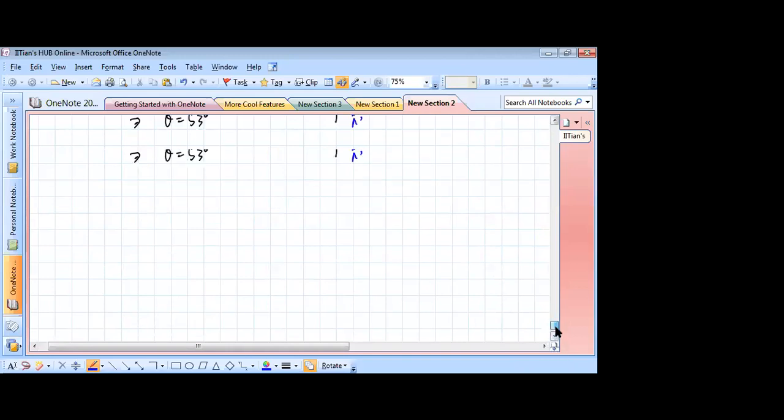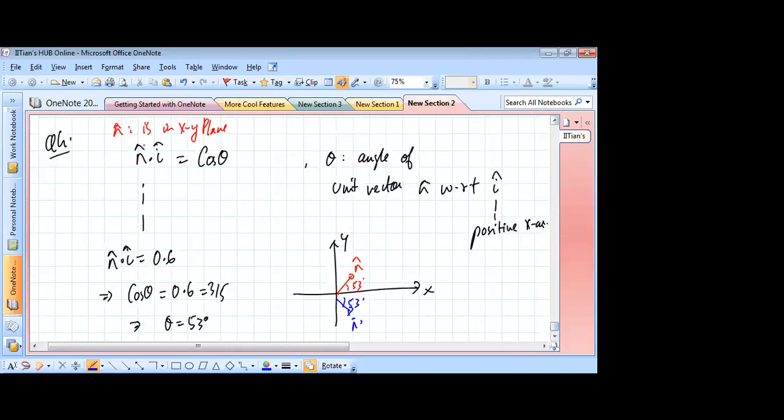So Viraj, what the question is saying is that n cap is a unit vector in the xy plane, such that n cap dot i cap is 0.6. From that we have to find n cap. We understand that the dot product of two unit vectors is nothing but the cos of the angle between them. So n cap dot i cap is 0.6, meaning cos theta is 3 by 5, so theta is 53. Now in the xy plane, how many such unit vectors make 53 degrees with the positive x-axis? Only 2 such vectors are there.